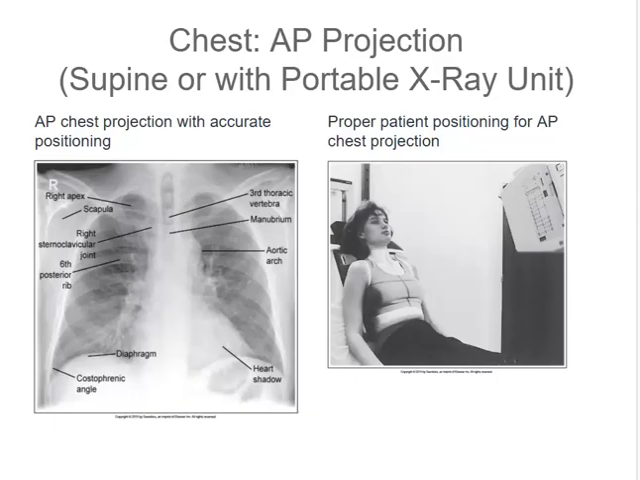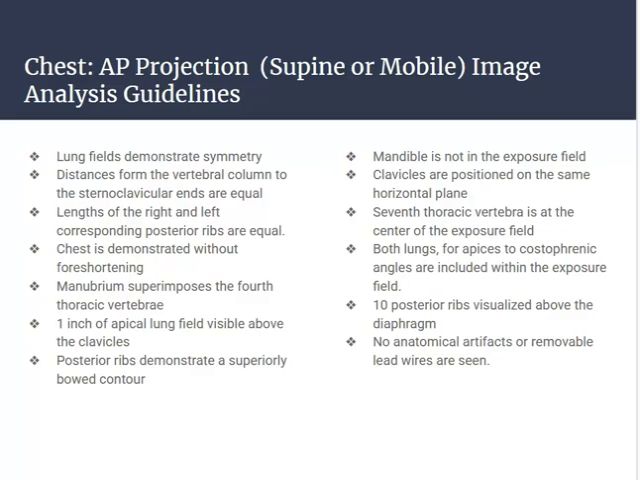The mandible should not be demonstrated within the exposure field. Clavicles are positioned on the same horizontal plane as a PA projection. The scapulae are located outside the lung field when possible. The 7th thoracic vertebra should be demonstrated at the center of the exposure field. Both lungs from the apices to the costophrenic angles are included within the exposure field. All anatomic artifacts and removable leads should be removed if possible. Here are those guidelines for your review.